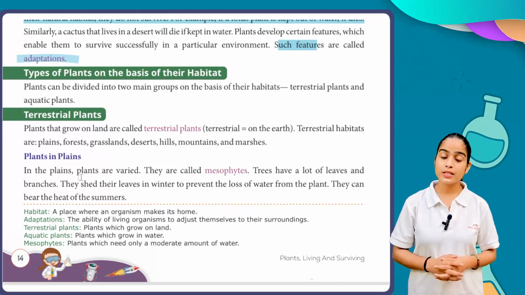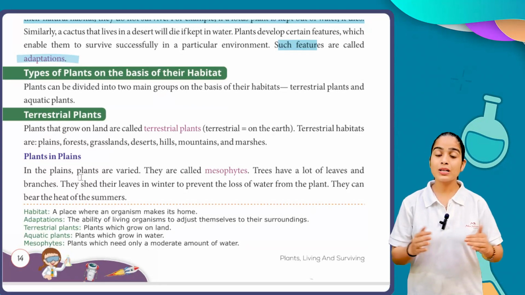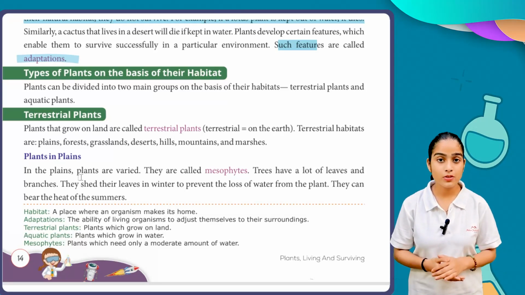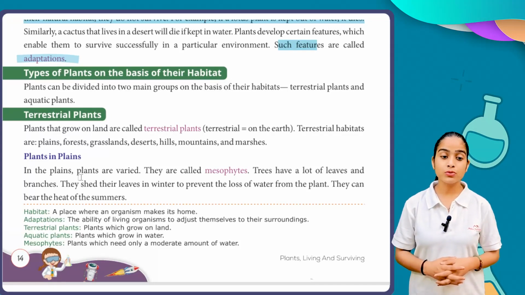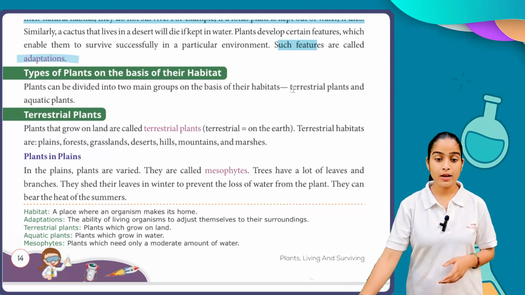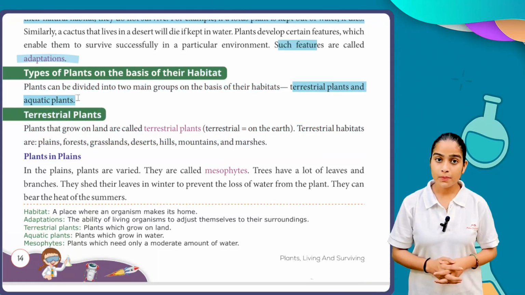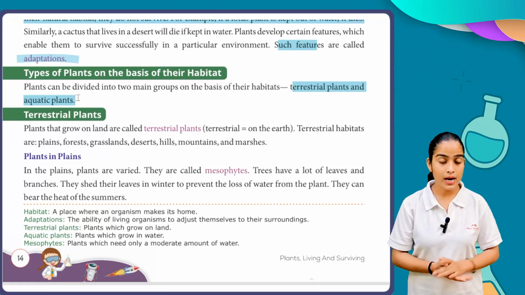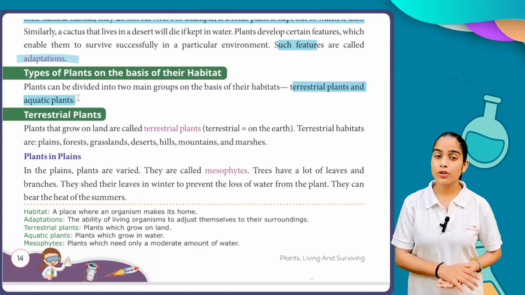Next, types of plants on the basis of their habitat. So now we are going to classify plants on the basis of their habitat, on the basis of their home. Plants can be divided into two main groups on the basis of their habitat. First we have terrestrial plants, and next we have aquatic plants. Those plants that can live on land are your terrestrial plants, and those that need water, an aquatic environment, are your aquatic plants.